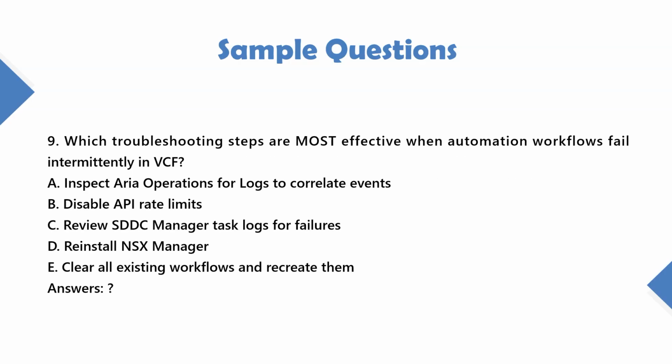9. Which troubleshooting steps are most effective when automation workflows fail intermittently in VCF? A. Inspect Aria Operations for Logs to correlate events. B. Disable API rate limits. C. Review SDDC Manager task logs for failures. D. Reinstall NSX Manager. E. Clear all existing workflows and recreate them.